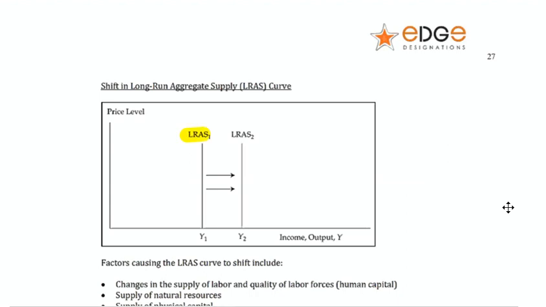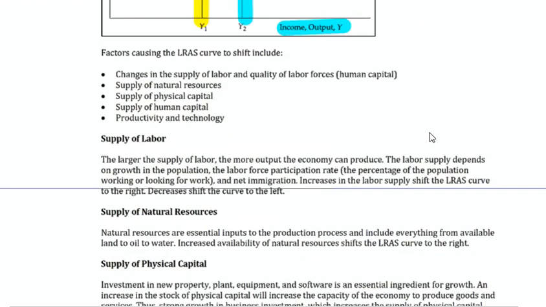Then my long-run curve, which we know is vertical: if there is a permanent change in resources, that will cause a shift of the long-run curve to the right-hand side, and output would increase. So what are some of these factors that could be of a permanent nature, that will have a long-term impact on the potential economy and cause the long-run aggregate supply curve to shift?